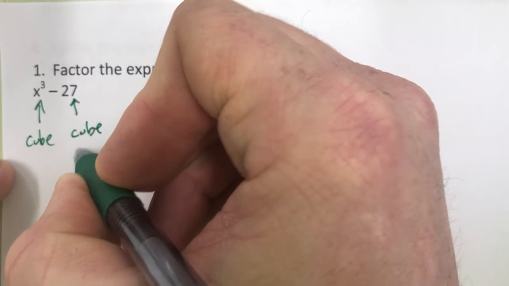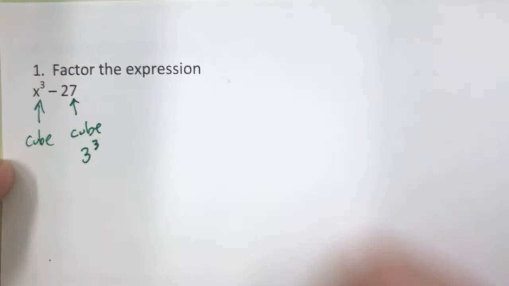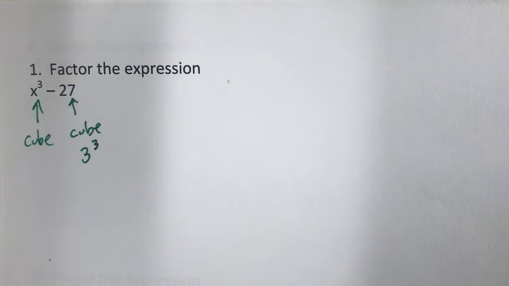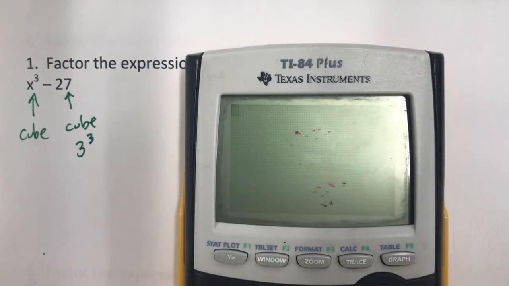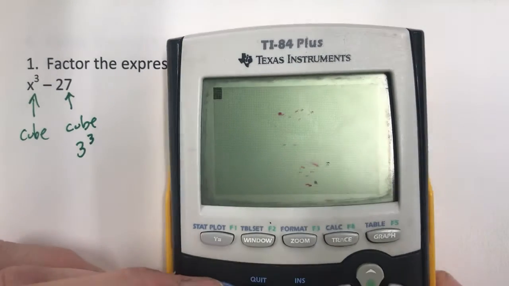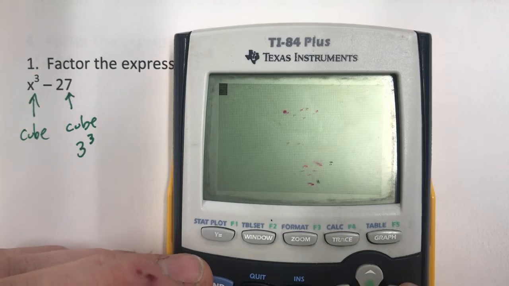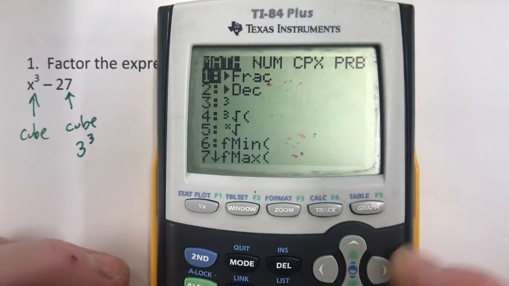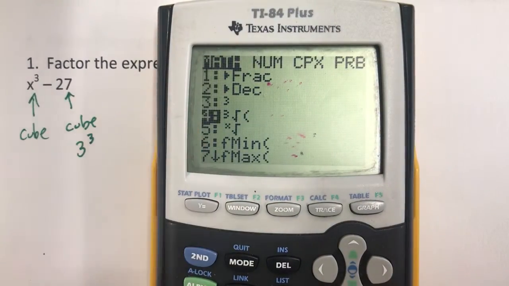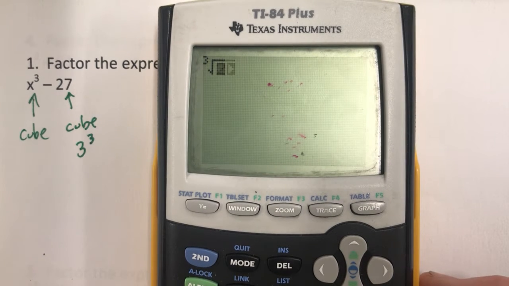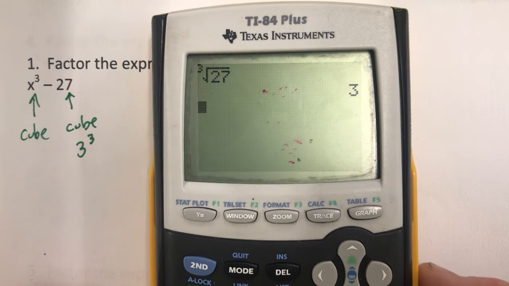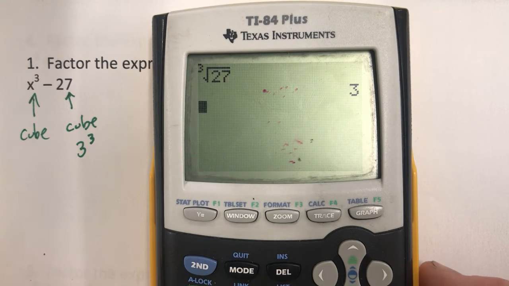This is x to the third power, so that's a cube. And this right here, 27, that's a cube. That's actually 3 to the third power. Now if you don't know that, you can just get your calculator. On this one here, you have to hit the math button, and you can see right there, the third root of 27 is 3. So that's how you can figure out that's a cube. It's 3 to the third power.